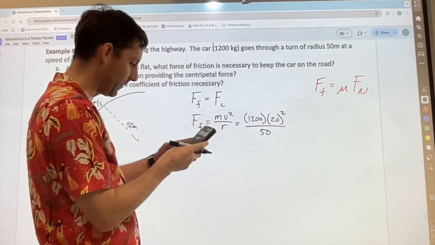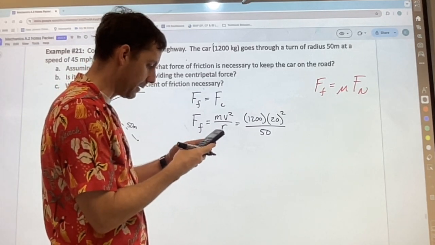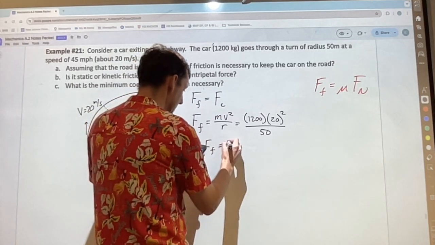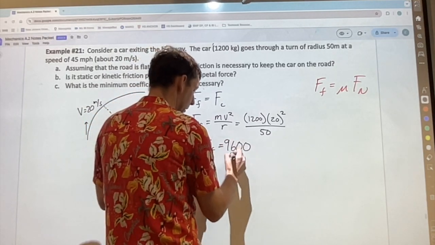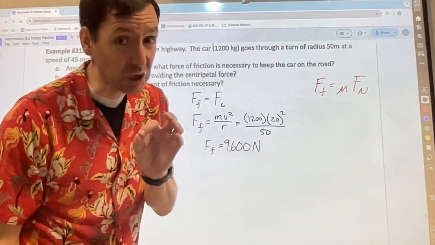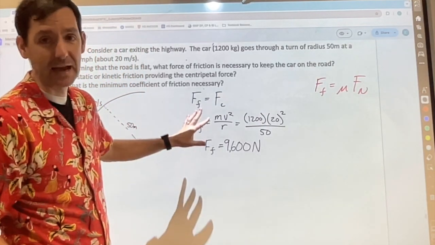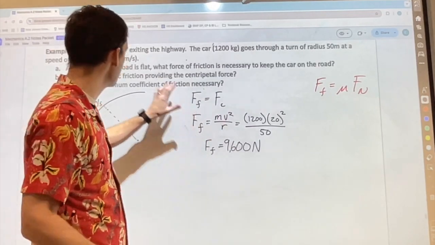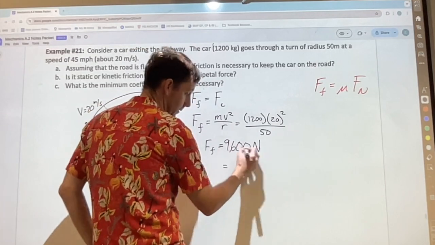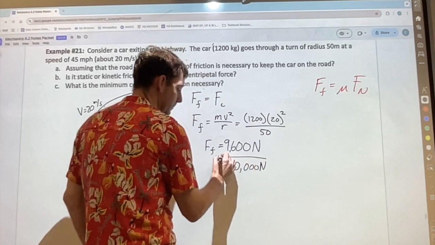Here we go. We got 1,200 times 20 squared, and then divided by 50, and we get that the force of friction must equal 9,600 newtons. Now, as an answer, remember I can only have one significant figure. So I am going to write that down, but in the end, when I write my answer to letter A, I need to write one significant figure. That would be 10,000 newtons.